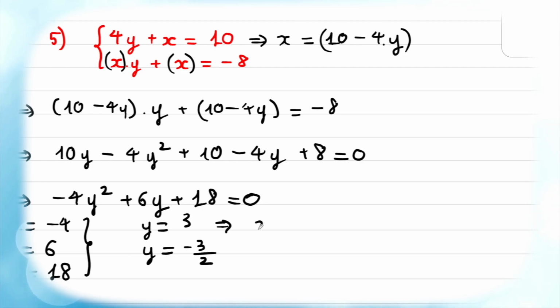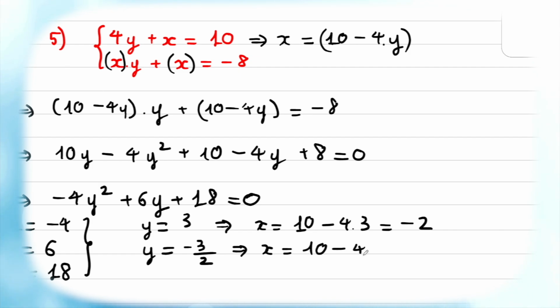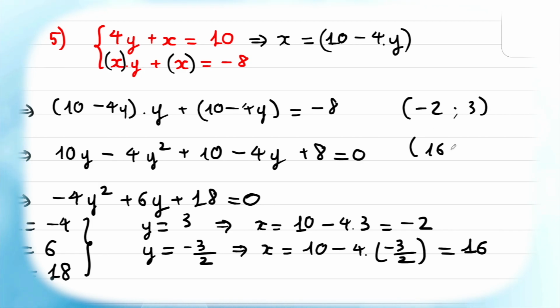So for y, I need to calculate for x. 10 minus 4 times 3 equal to minus 2. And for this one, x equals 10 minus 4 times negative 3 over 2. Okay, and here we got 16. The two points for this, you got minus 2 and 3, and here is 16 and negative 3 over 2. That is the solution for question 5.